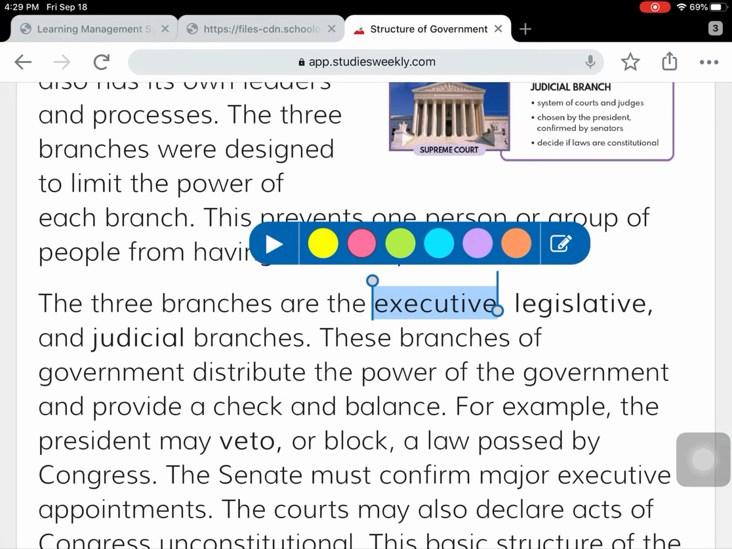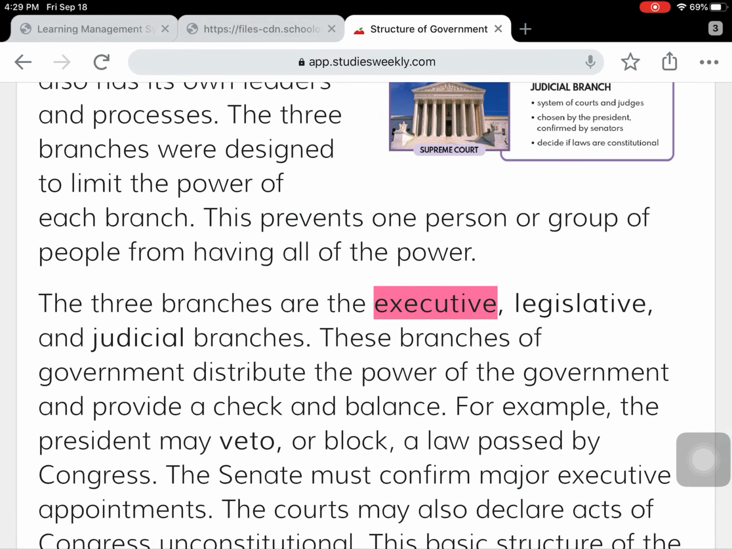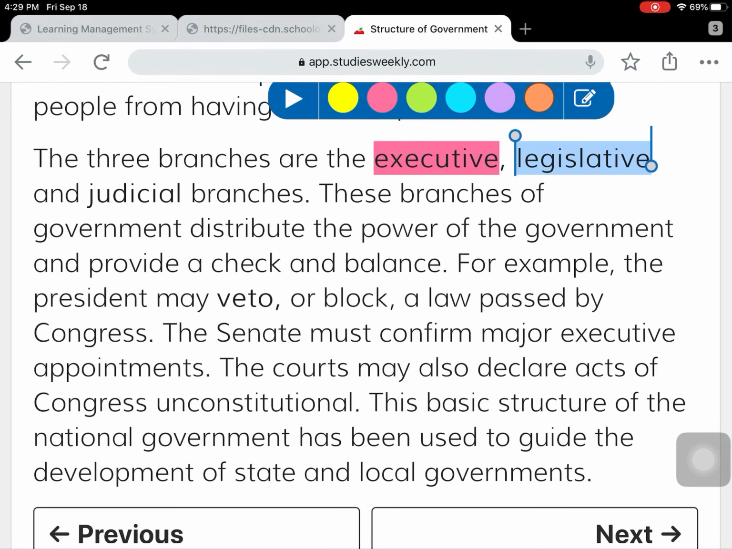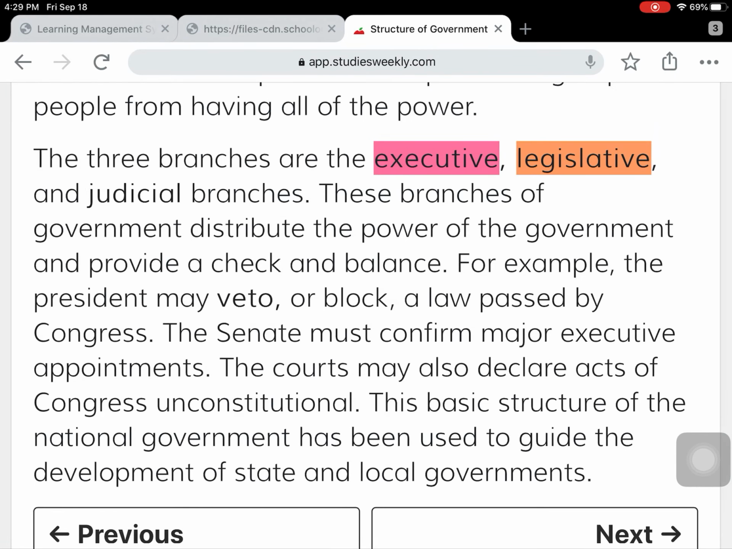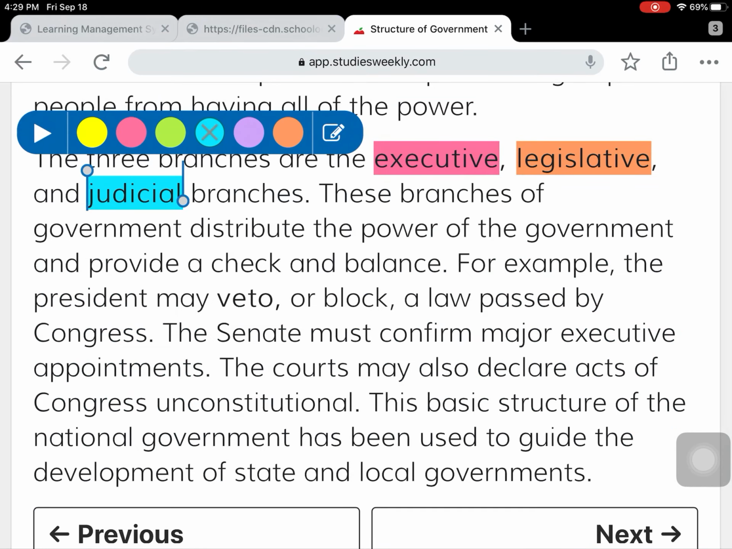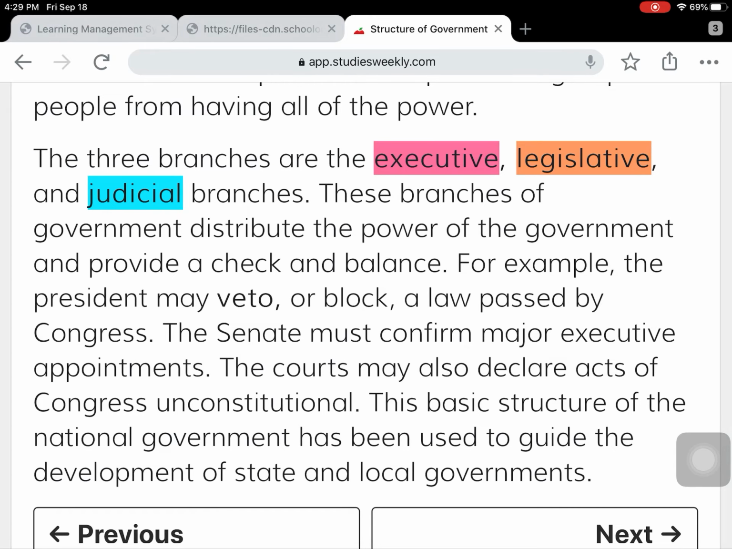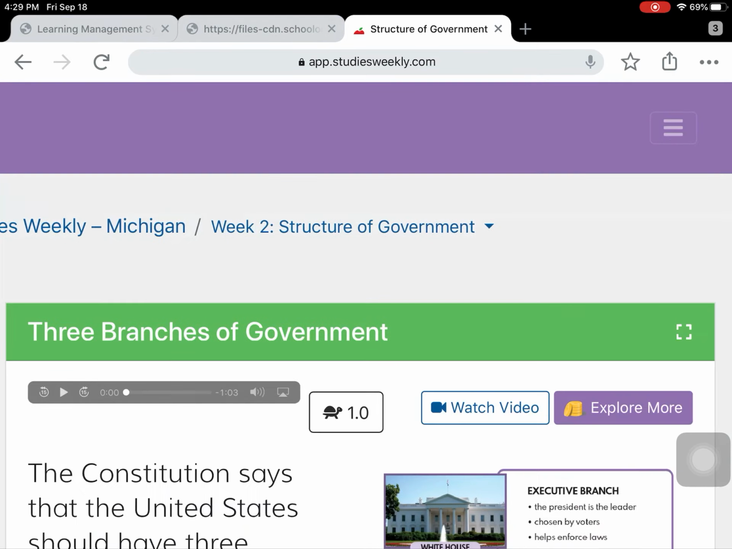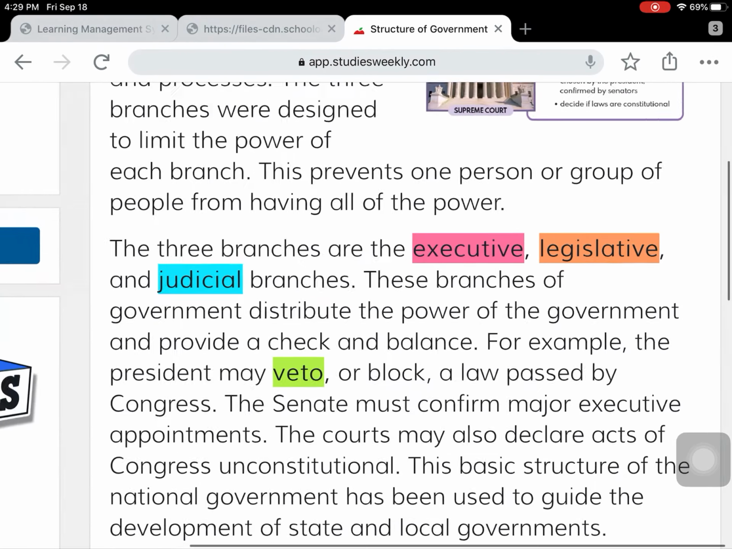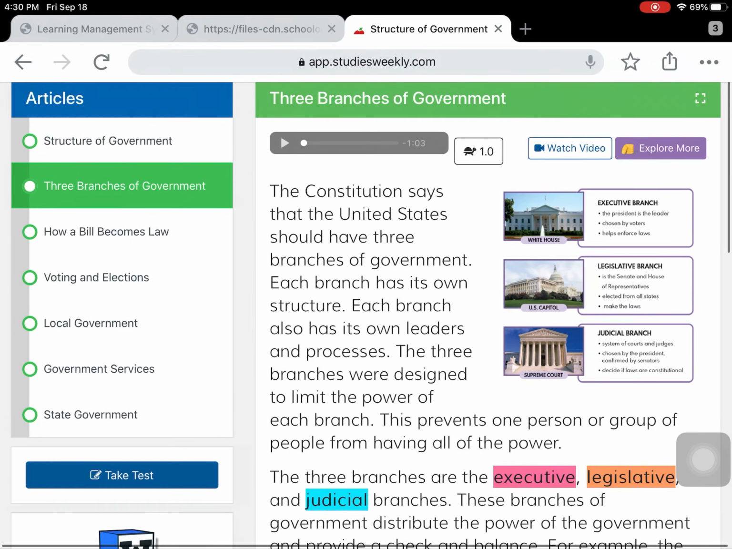Let's see if it will go. There we go. Executive, legislative, judicial, and we have one more vocabulary word, and that is veto. So there were 4 vocabulary words in this passage.